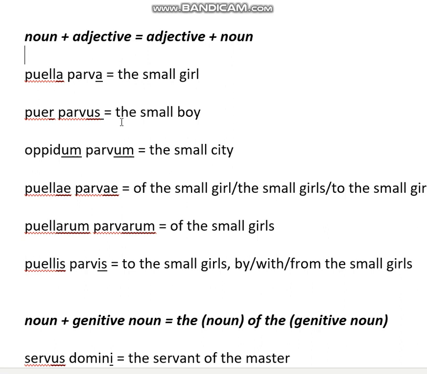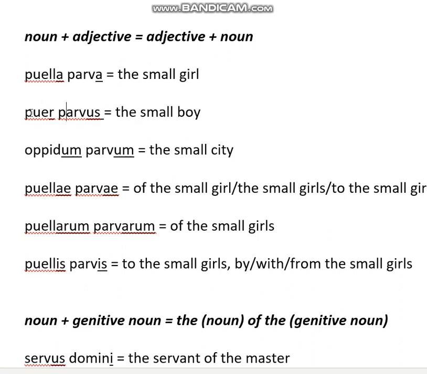What I want you to pay specific attention to, because I think a lot of people had confusion on this, is the endings. Let's use one example. This ends in a, like puella parva. Well, puella is feminine, so what's the feminine ending which has a in it? That's nominative singular, so you translate it as the small girl.